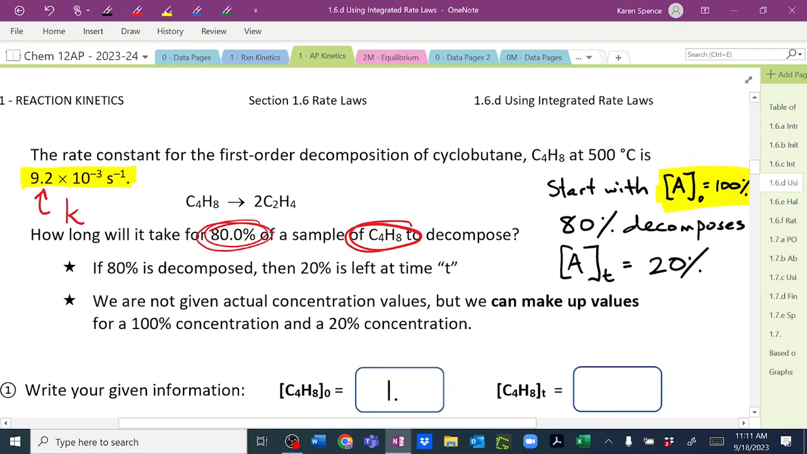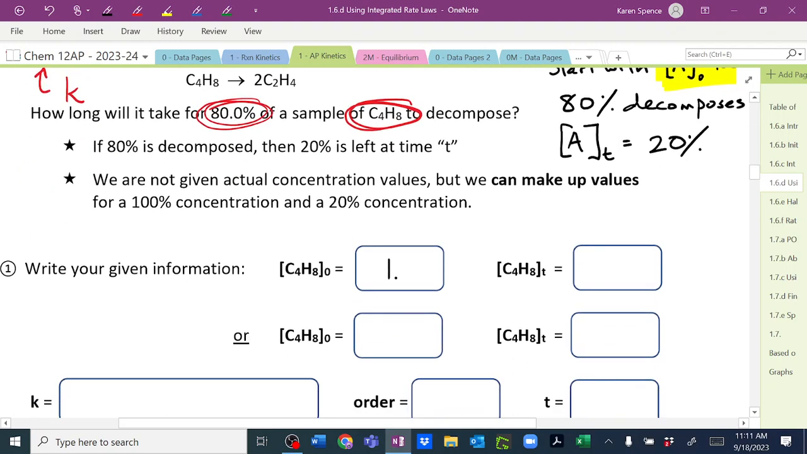Yeah. We can make up values for 100% concentration and 20% concentration. So we say we have 1.00, because that's like 100%. And at time t, we have 20%, so that would be 0.200. And I'm just going to give them all sorts of sig figs and not worry about the sig figs too much here, okay?